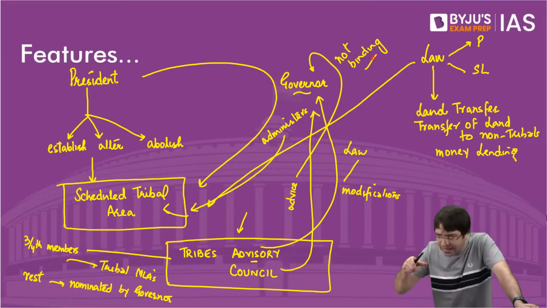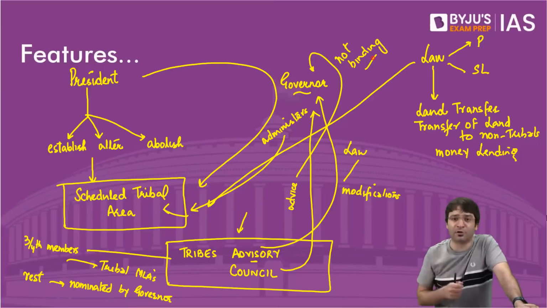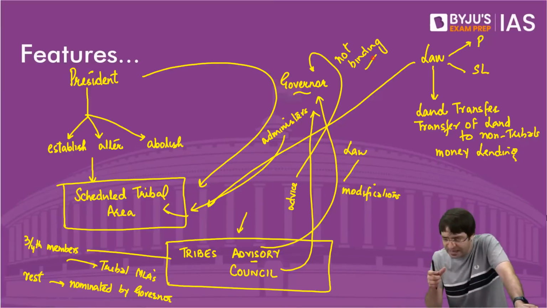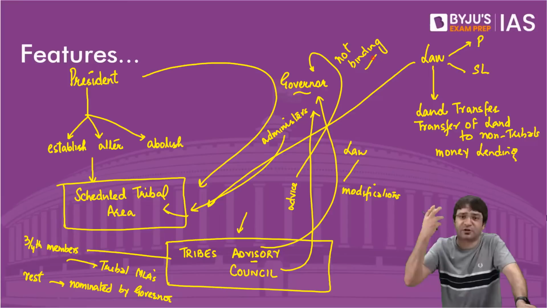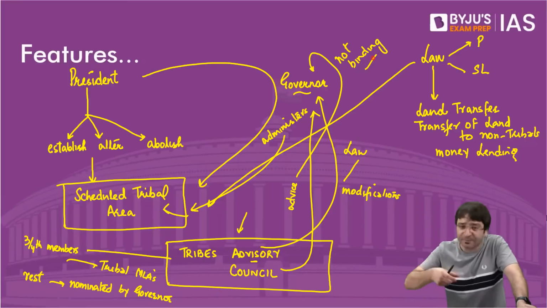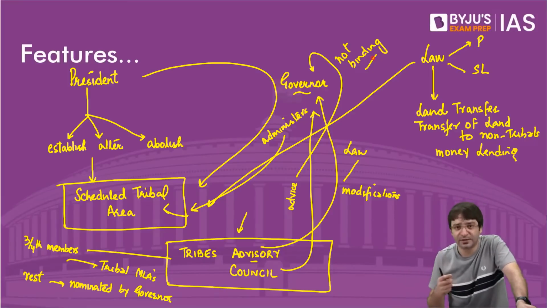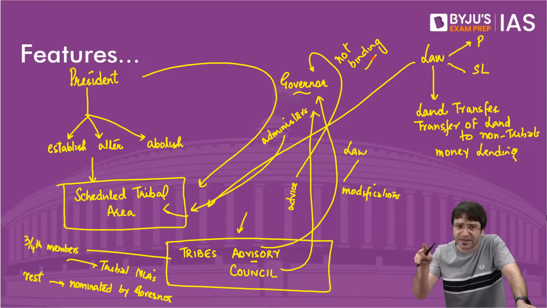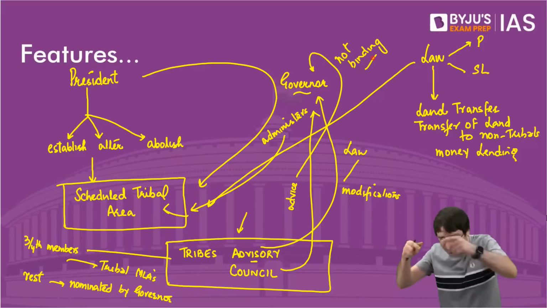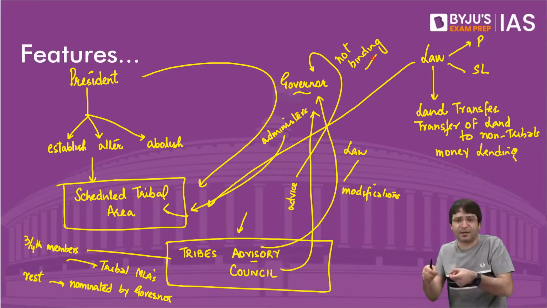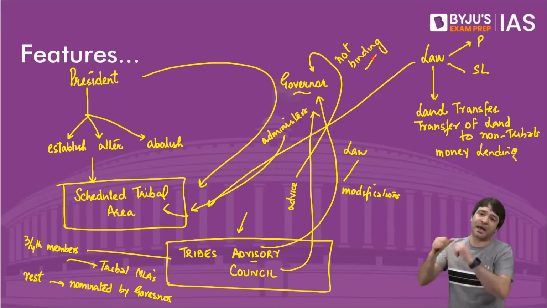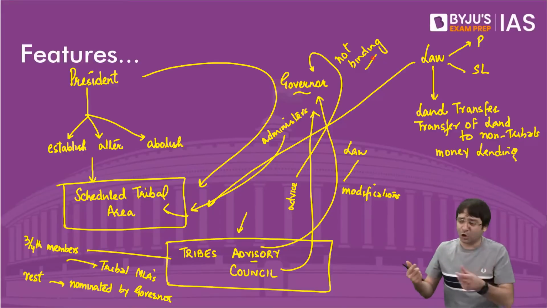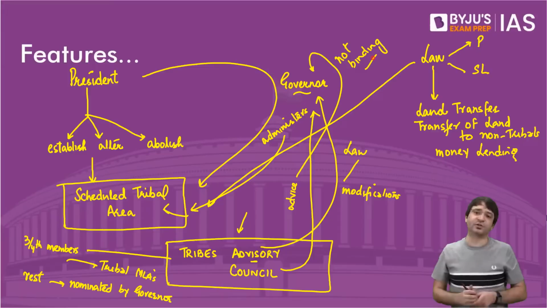Whether this tribal land can be transferred to non-tribals or not, whether this tribal land can be given to Adani for the construction of a factory, whether this tribal land can be given for industries, whether money lending can be allowed in this tribal area or not, whether this law passed by the state legislature or the parliament with respect to the economic interest of the tribals, whether these laws will apply to this tribal area or not, or will apply but with these modifications.